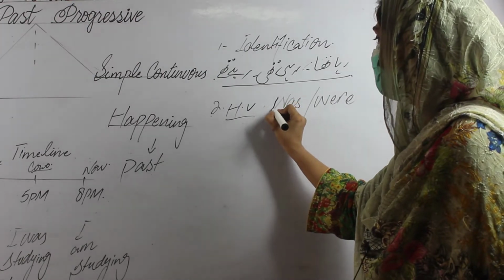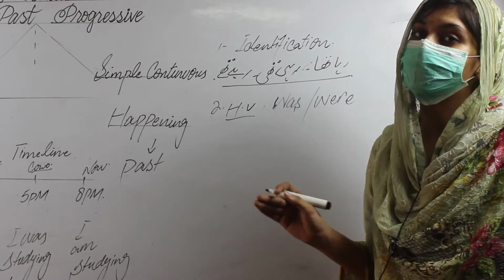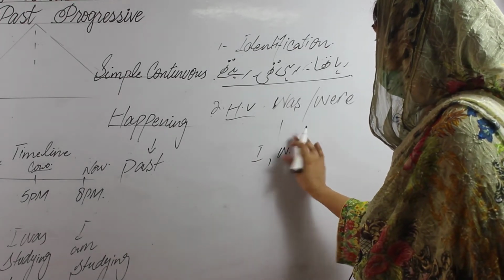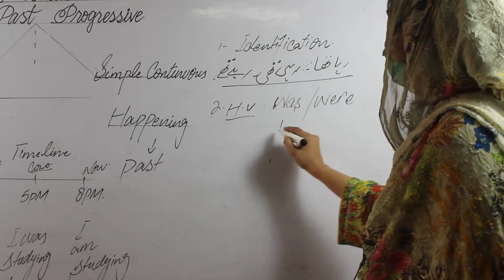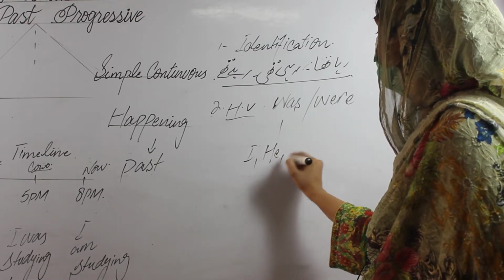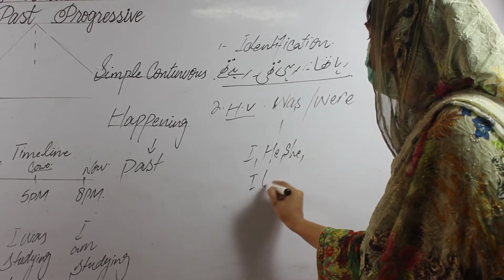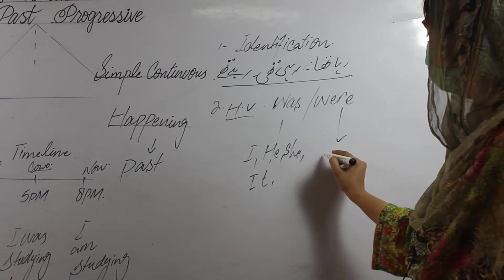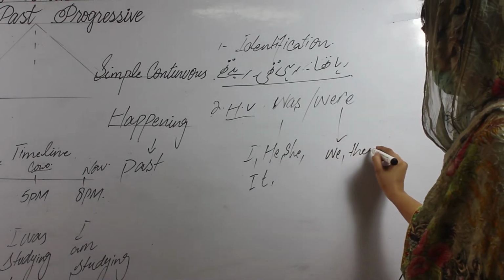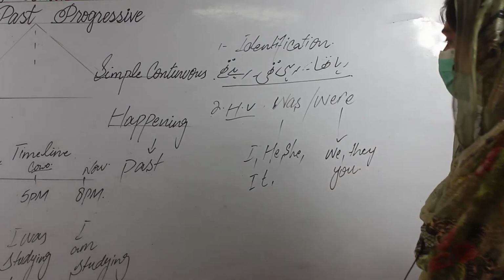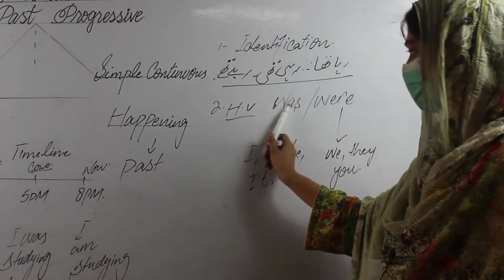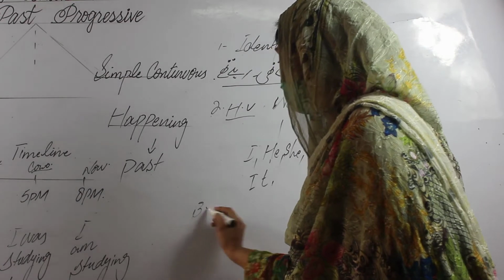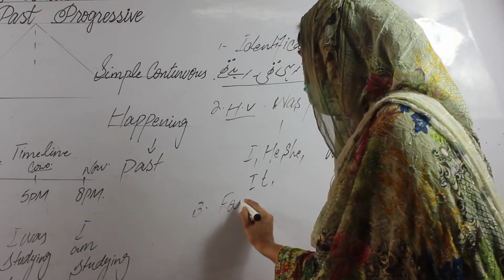Now the question is how we can use was and were individually. We use was with I, he, she, it. If we talk about were, then we use we, they, you with these subjects. These are the two types of helping verb we have to use in the past continuous and past progressive tense. The third point is the form of the verb.